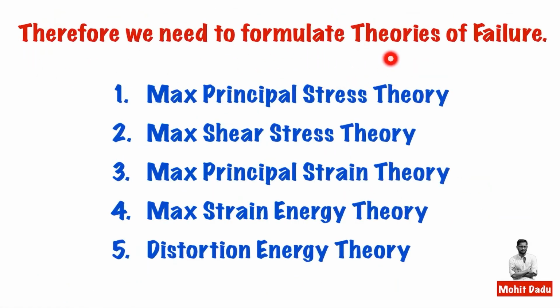So we will have to formulate some theories of failure. That is the need for formulating theories of failure. You cannot directly compare the conditions that are happening for a machine subjected to complex loading with the properties obtained from a uniaxial loading simple tension test. Therefore we need theories of failure, and we will be discussing the major 5 theories of failure. One is maximum principal stress theory, then maximum shear stress theory, maximum principal strain theory, maximum strain energy theory, and the last one, distortion energy theory, also known as maximum shear energy theory.